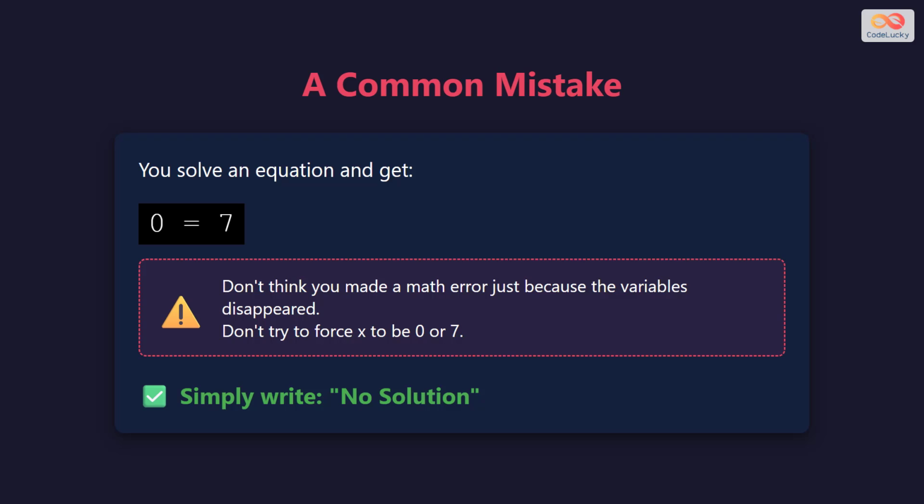A common mistake students make is thinking they did something wrong when the x disappears. Or they might try to force an answer, saying x is 0. Don't do that. If you get a false statement like 0 equals 7, simply write no solution.